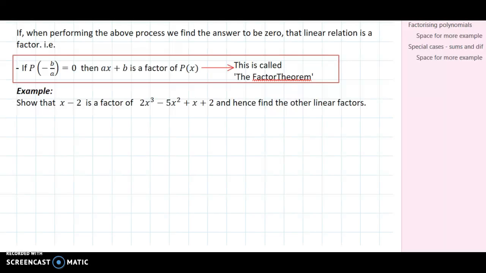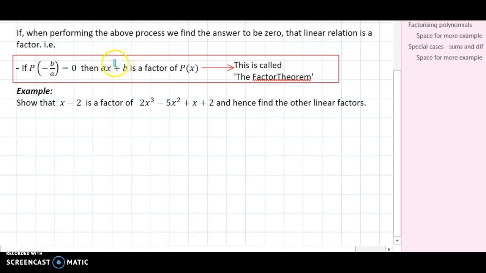Okay, so you have just watched my videos about the remainder theorem. Now we have the factor theorem. It's based on the same principle: if for this example we plug in 2 into the polynomial and it doesn't give us a remainder, as in the remainder is 0, then it means x minus 2 is a factor. That's the factor theorem.